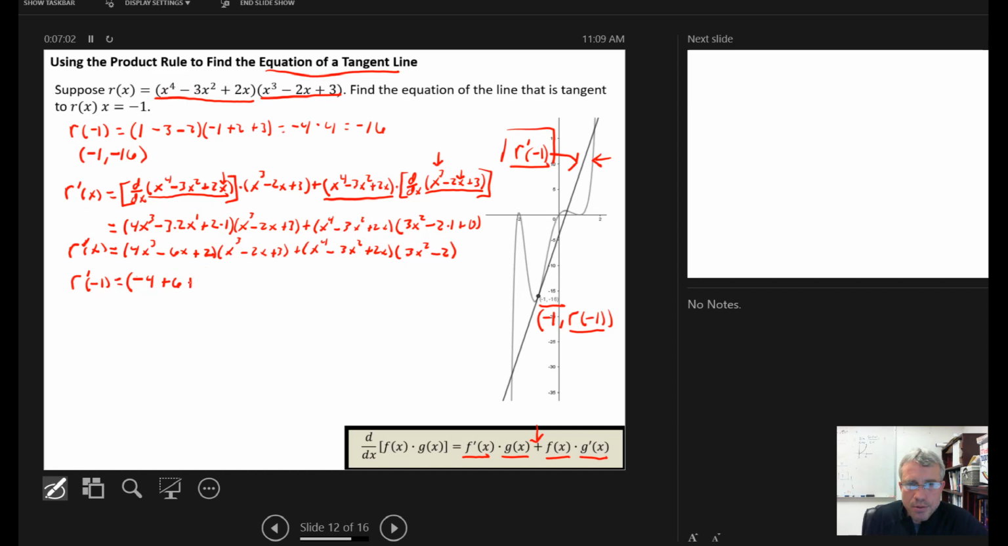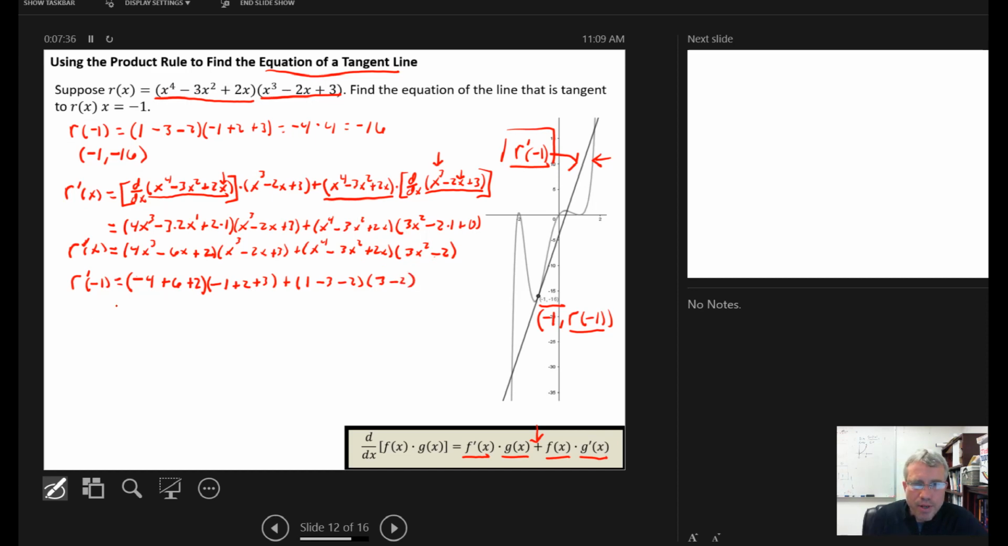Plus a 2 right there times negative 1 to the third power is negative 1, minus 2 times negative 1 will be plus 2, and then I have the plus 3, plus negative 1 to the fourth power is 1, minus 3 times negative 1 squared is just minus 3, plus 2 times negative 1 will be minus 2, times 3 times negative 1 squared is 3, minus the 2.